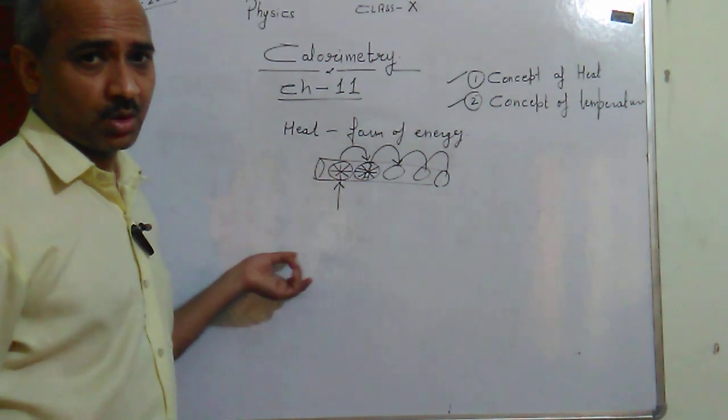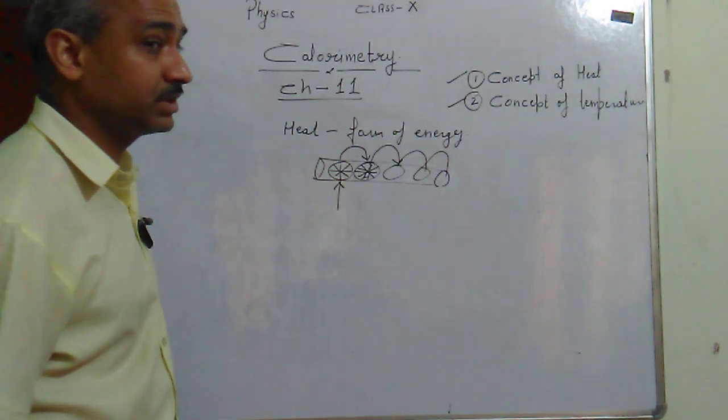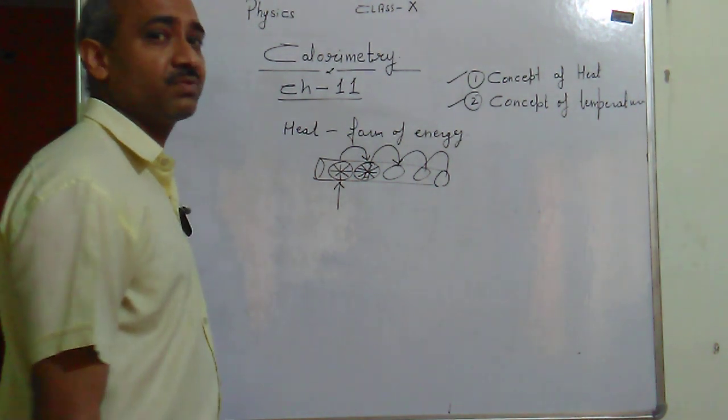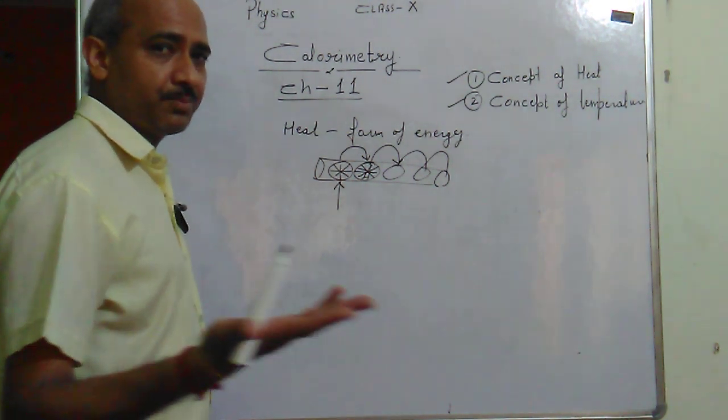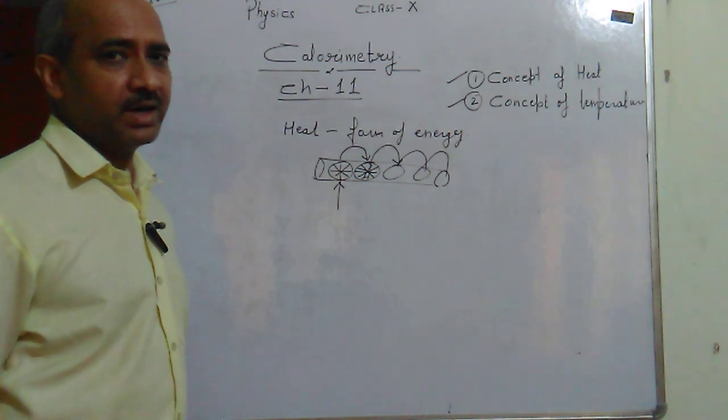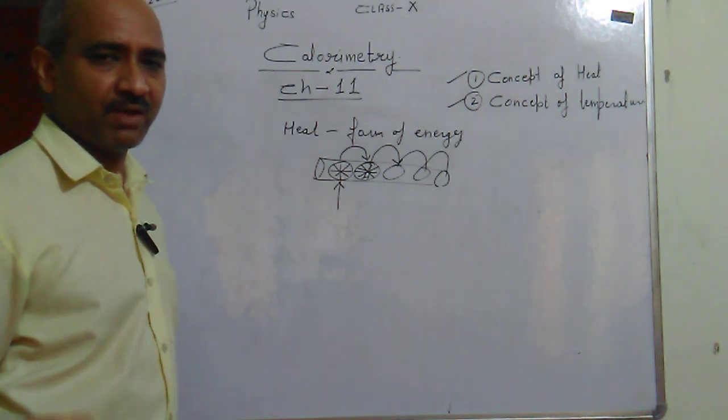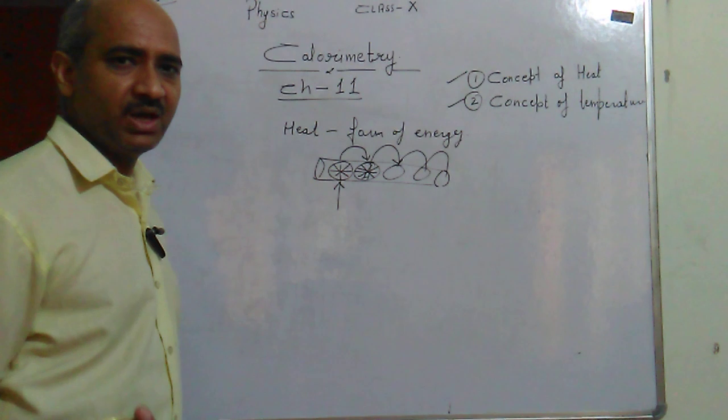The second process is convection. Convection takes place in fluids only. Fluid means the things which can flow. For example, water and air. These are fluids. Why are we calling them fluid? Because they can easily flow.